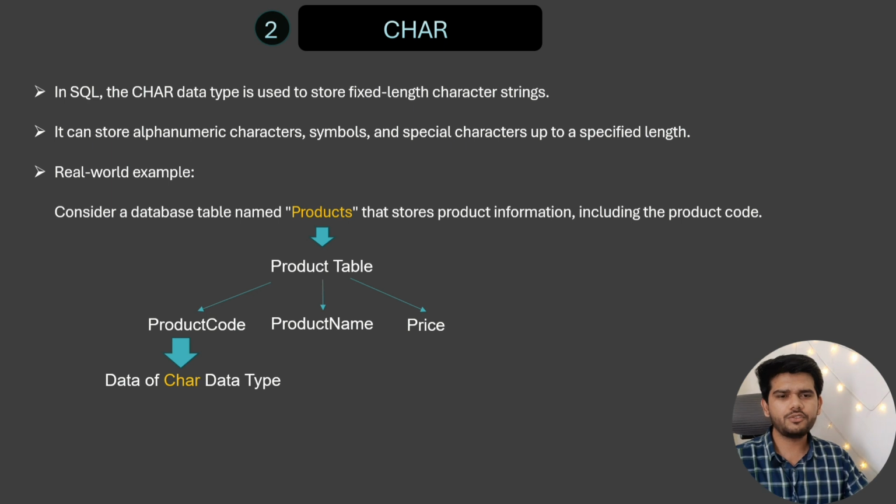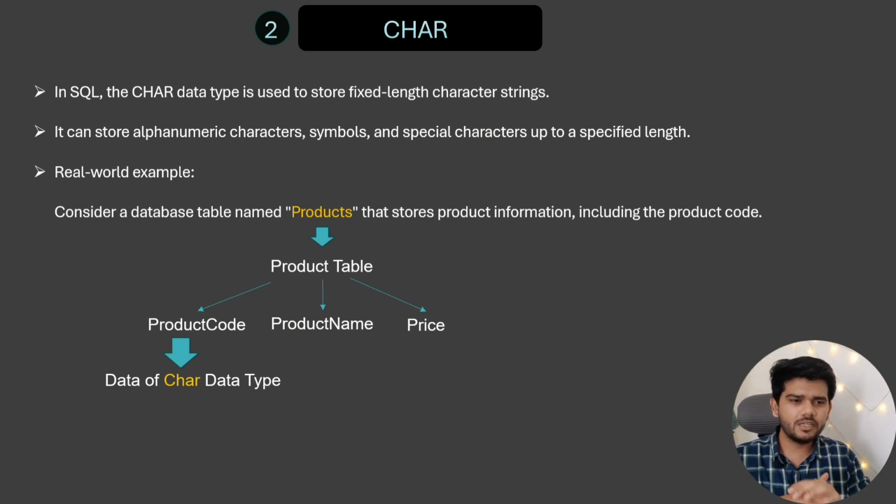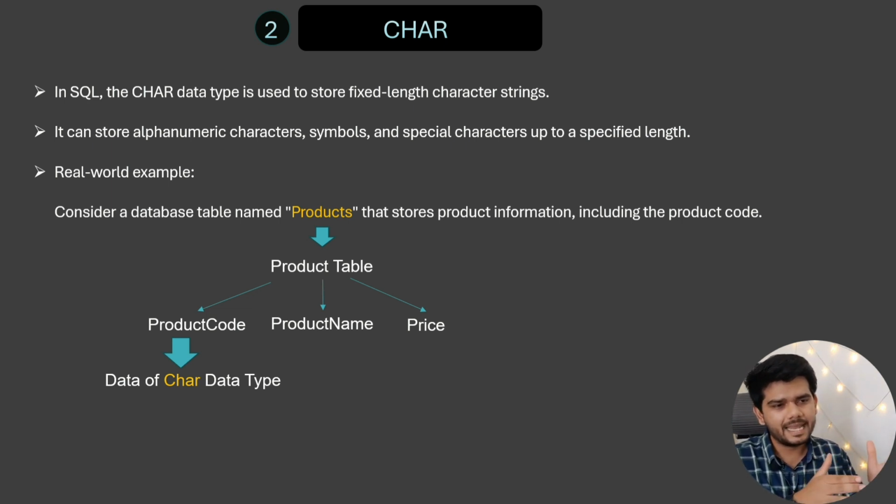This means that when you define a char column in a table, you specify a specific length for the data it can hold. In that case, any shorter value will get padded or appended with spaces to fill the fixed length. All these things we're going to cover further so that you'll get more understanding. The char can store alphanumeric characters like 1, 2, 3, symbols and special characters like @, #, etc., up to a specified length of that char data type.